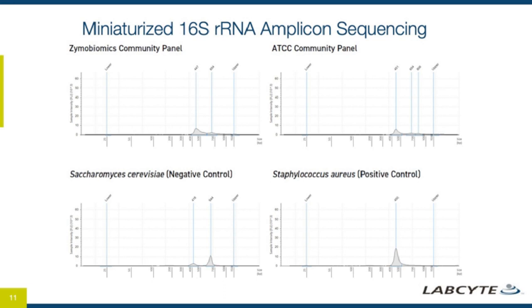In our negative control, you'll see the absence of that 450 peak, although you do see some other nonspecific amplicons that are being created. Whereas in our positive control, Staphylococcus aureus, you'll see a very strong and sharp 450 base pair peak, which is what we expect.